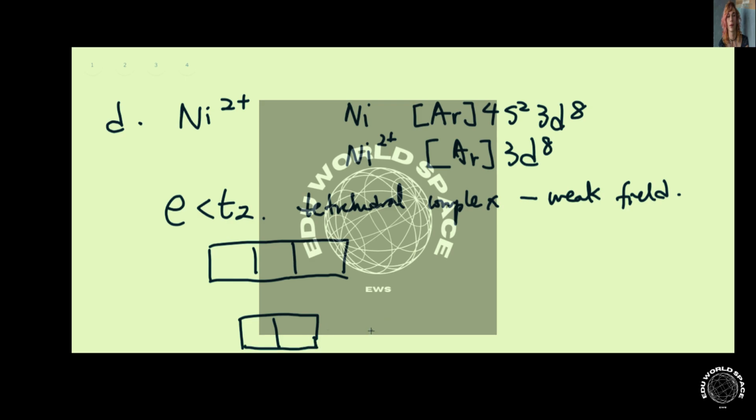The lower one is the E, and the upper is T2. So we have 8 electrons, 1, 2, 3, 4, 5. So after it's half-filled, it starts to get paired: 6, 7, 8. Alright, so this is the crystal field splitting diagram for part D. And compared to the options we had, this is the same as number 2.